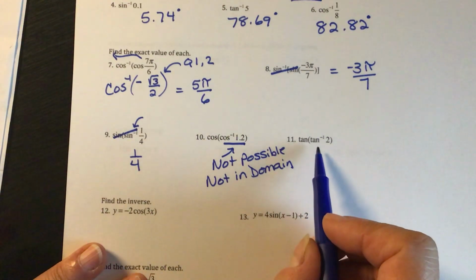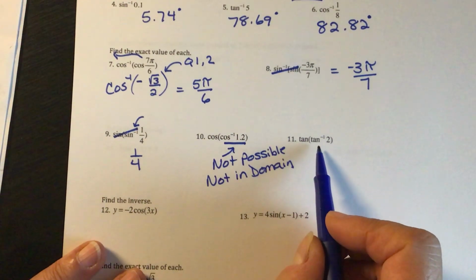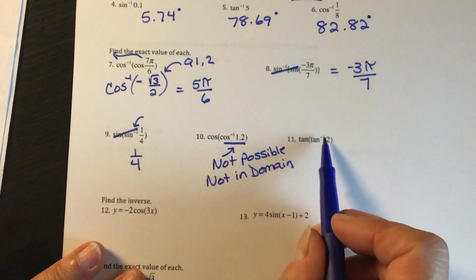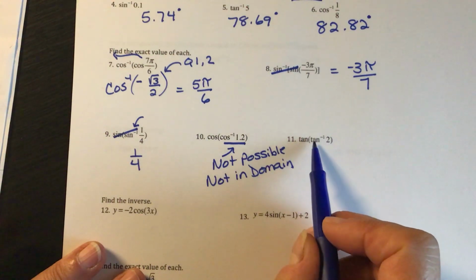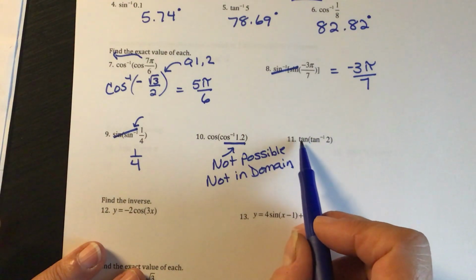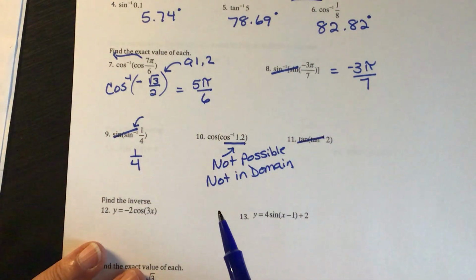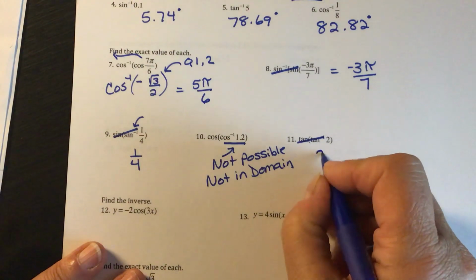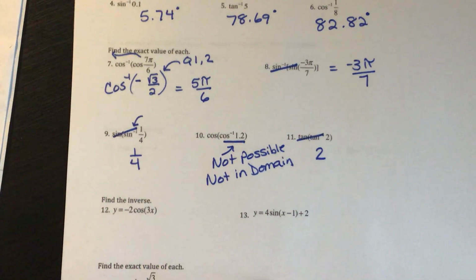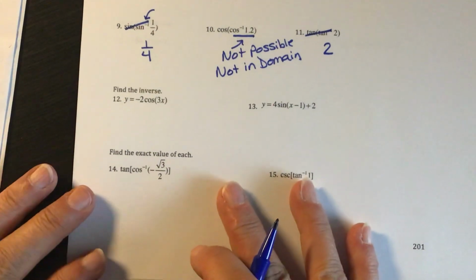Now, tangent can have any number. So we can have an inverse tangent. We can have an angle that gives us a tangent of 2. And then if I do the tangent of that, these are going to cancel, and I have a value of 2. So we can only cancel if we have values that are in our domain.